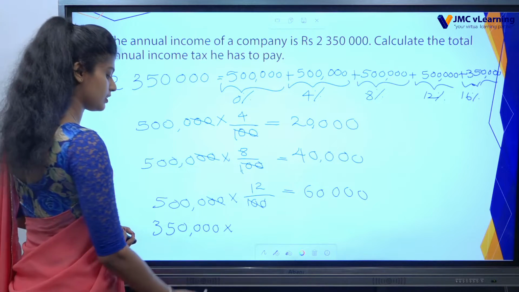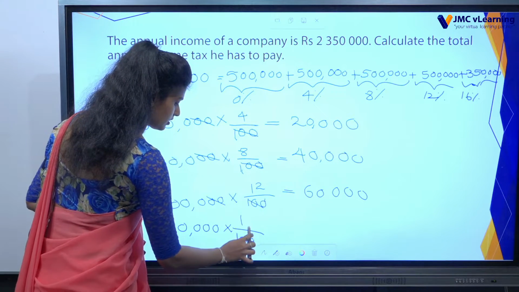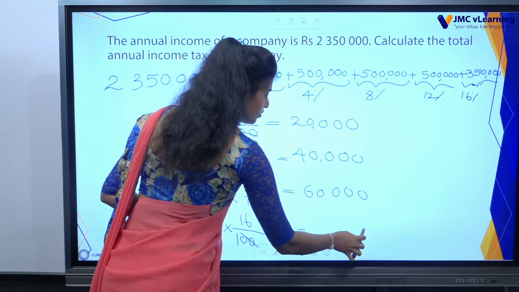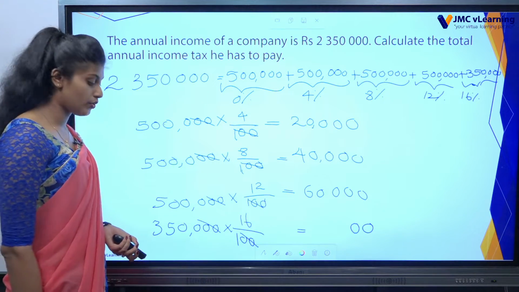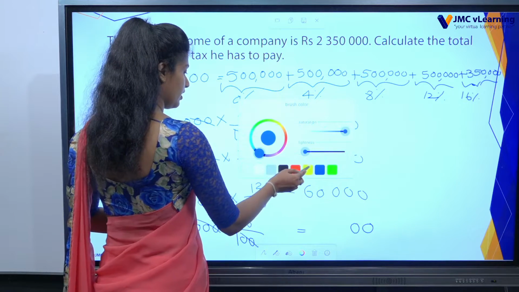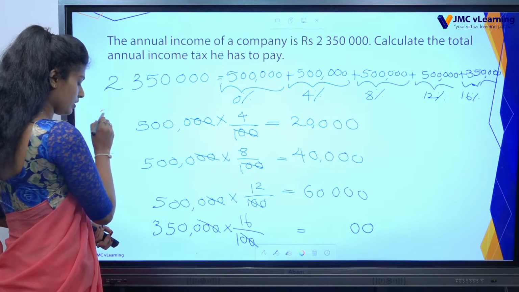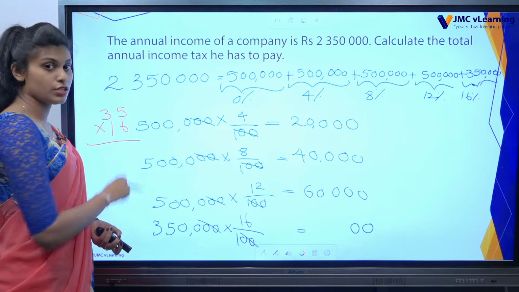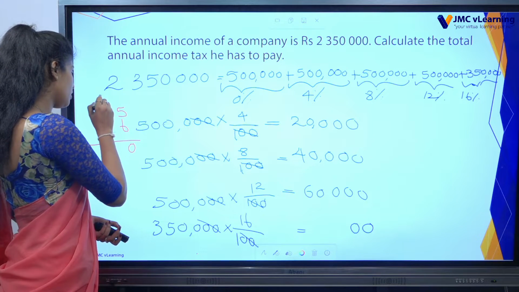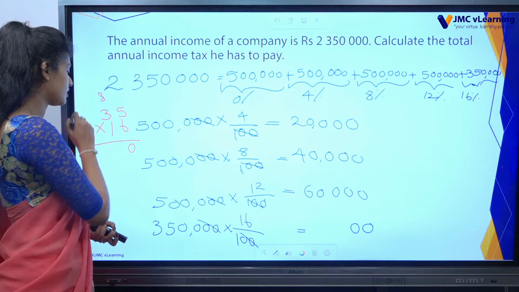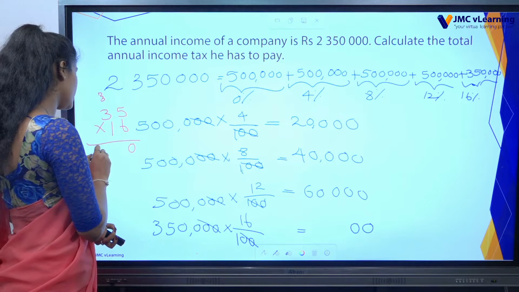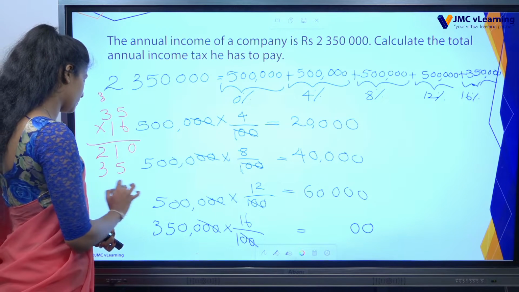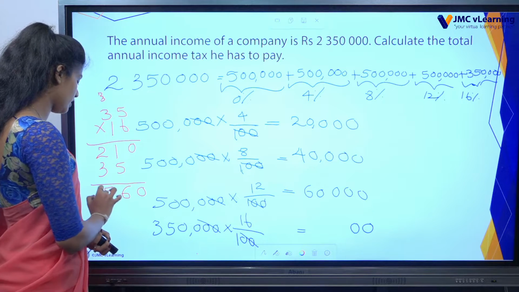For that, the tax percentage is 16%. Then cut zeros, then 2 zeros are there. This 35 you have to multiply by 16. Let's multiply. 35 multiply by 16. Then 6 into 5, 30. Put 0, 3 left. Then 6 into 3, 18. 18 add 3, 21. Then multiply by 1. Here 5, here 3. Then 0, 6 and 5.